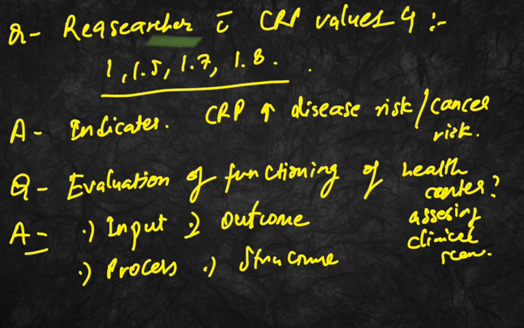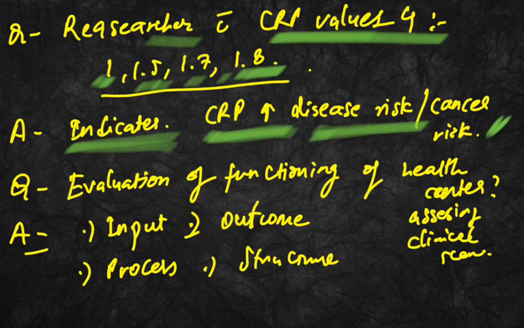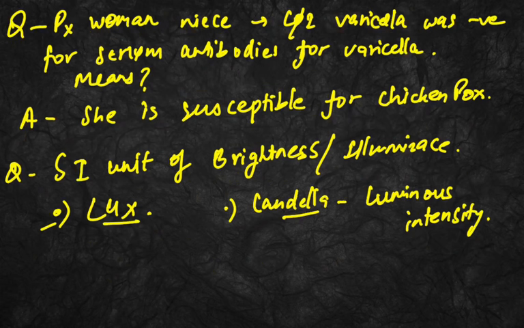Now, a researcher has four CRP values: 1.5, 1.7, 1.8. What does it indicate? It indicates that increased CRP increases disease risk or cancer risk. Now, evaluation of the functionality of a health center, assessing the clinical outcome: it is the evaluation of the functioning of a health care center, assessing the clinical working like PEP.